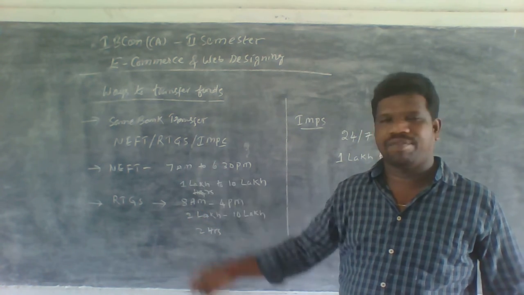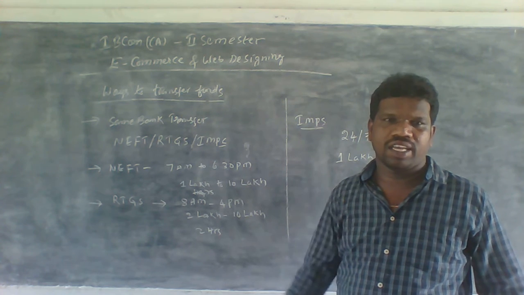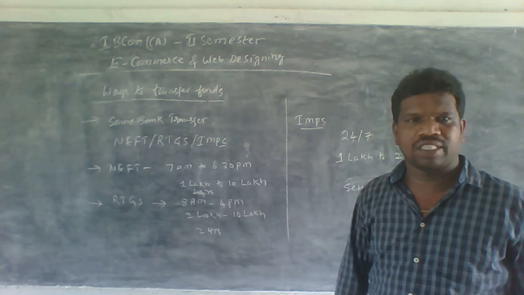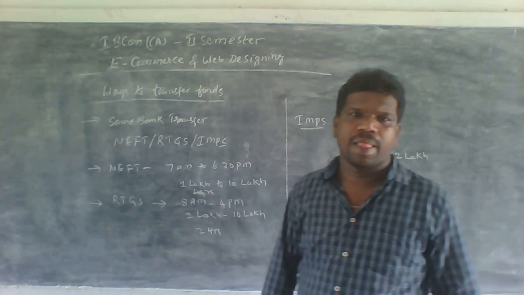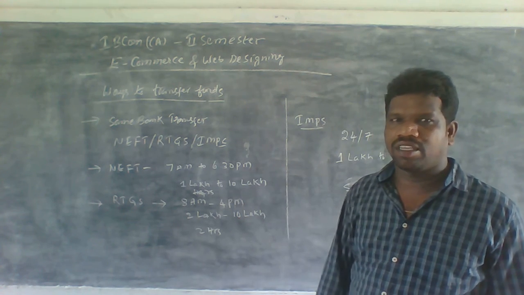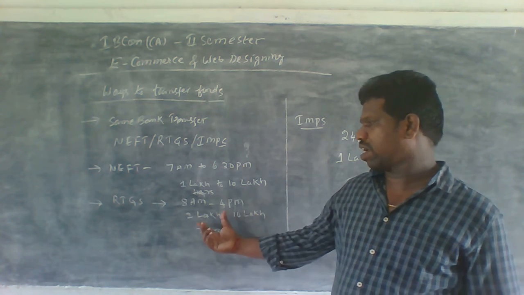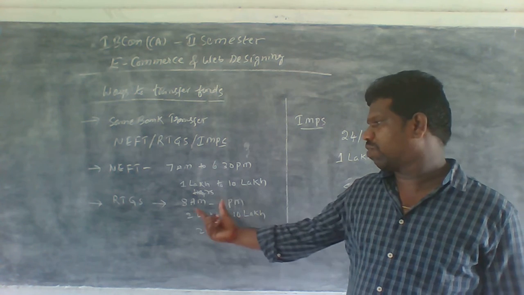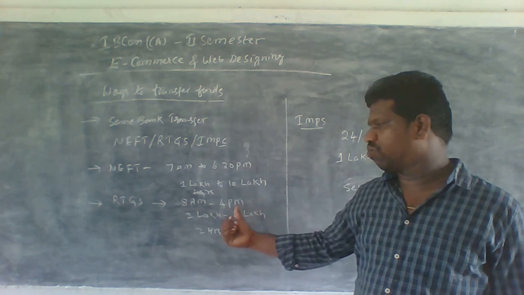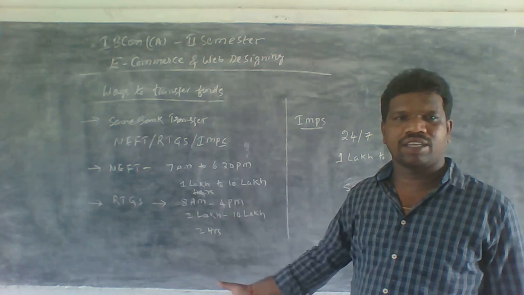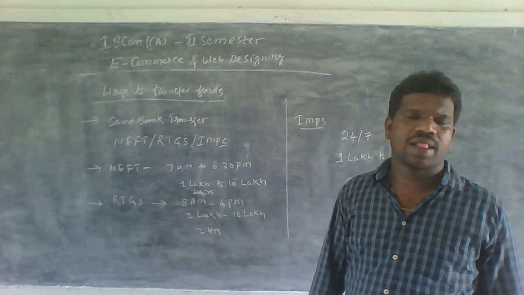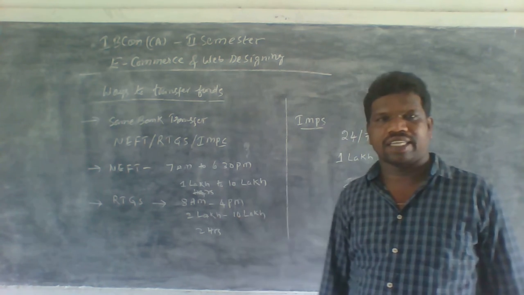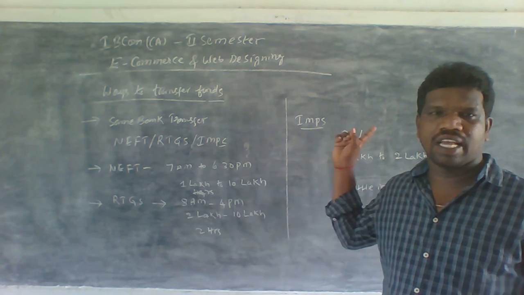Next one is RTGS. RTGS is very useful while you are creating different transactions. In this scenario, we have to send 2 to 10 lakhs only. It is available from morning 8 a.m. to 4 p.m. only, and it can take a minimum of 2 hours to complete the transactions. And the last one is IMPS.